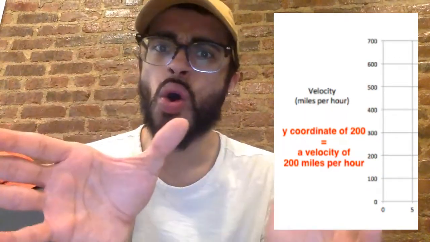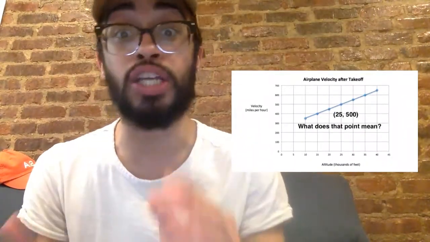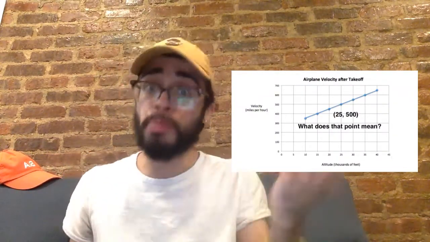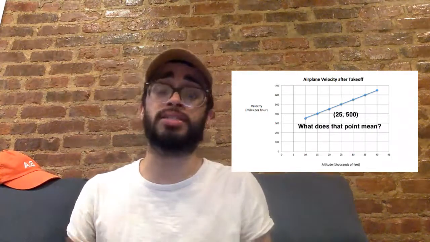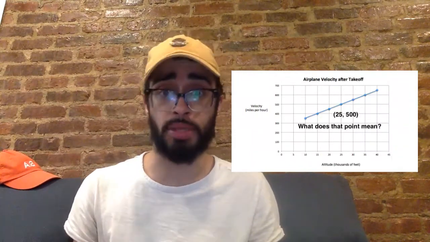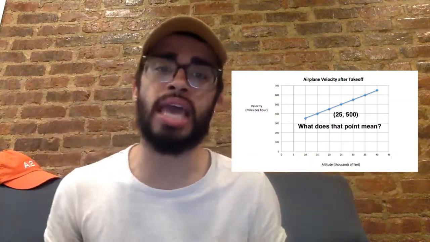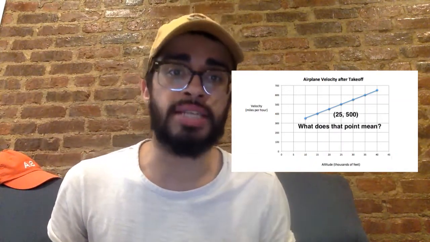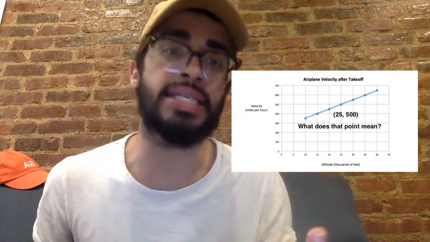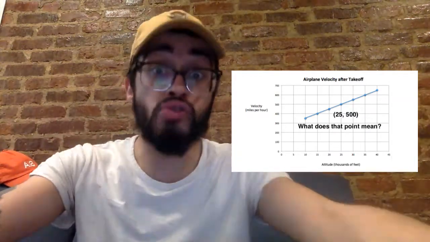So now let's take a closer look at a specific point on the graph. I highlighted the point 25, 500. What does that point mean? One would say, well, 25 represents the x-coordinate, Mr. Morales, and 500 represents the y-coordinate, Mr. Morales. But I want you to be more specific, scholar. Okay, then they might say, well, I know that that point represents that the airplane has a velocity of 500 miles per hour and it has an altitude of 25,000 feet. Okay, that is a correct answer as well.